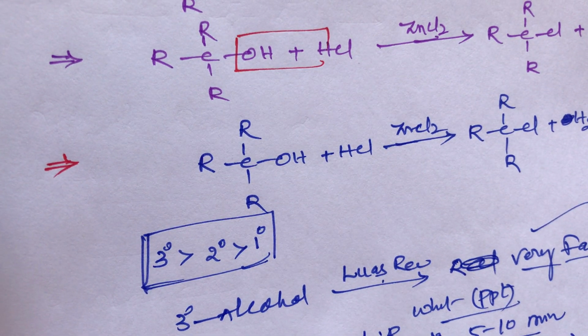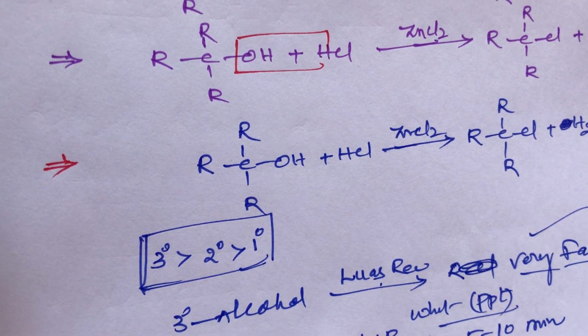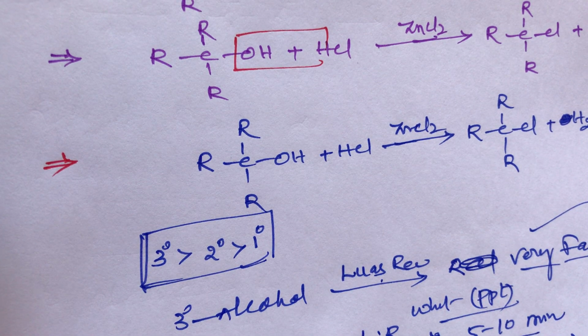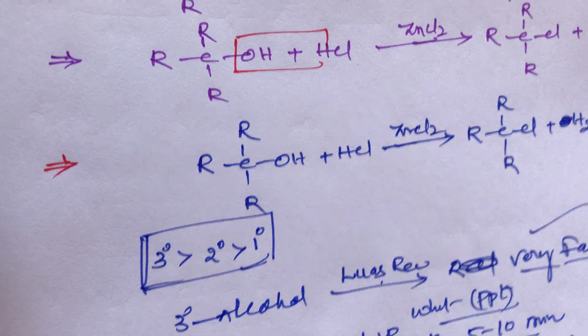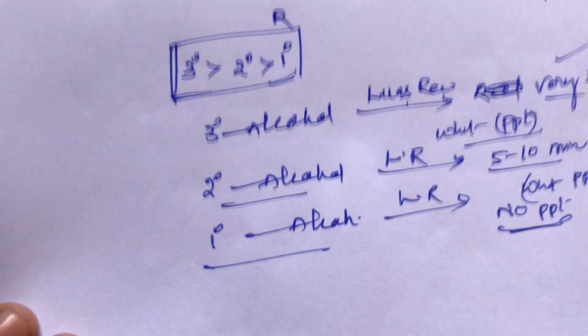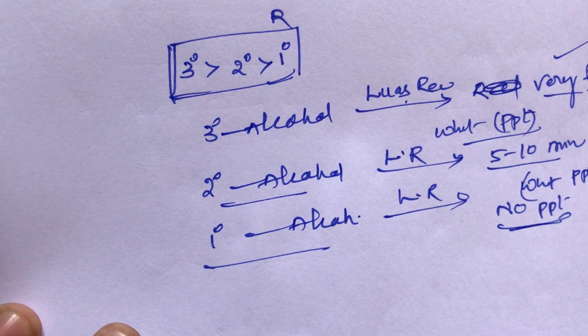Tertiary alcohols are more reactive with Lucas reagent. What is the reason, students? It is the stability of carbocation: the more stable the carbocation, the more reactive. The rate of reaction is directly proportional to the stability of carbocation. That's why tertiary alcohols have a higher rate of reaction, giving a white precipitate within a fraction of a second. That is the reason.